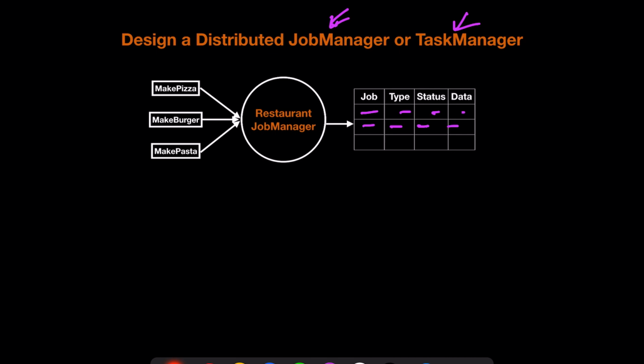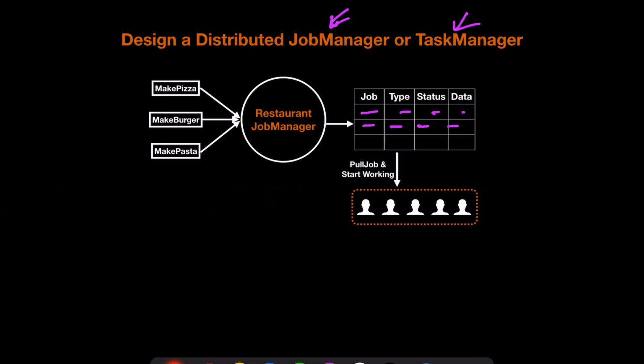Once jobs are stored in the database or notebook, we have some worker who will be pulling them out of the job DB and start working on them. When a job is done, the worker will again update the job status in the database, and later if the customer wants to know the status of their job, they can call the job manager and the job manager will return the updated status from the database.